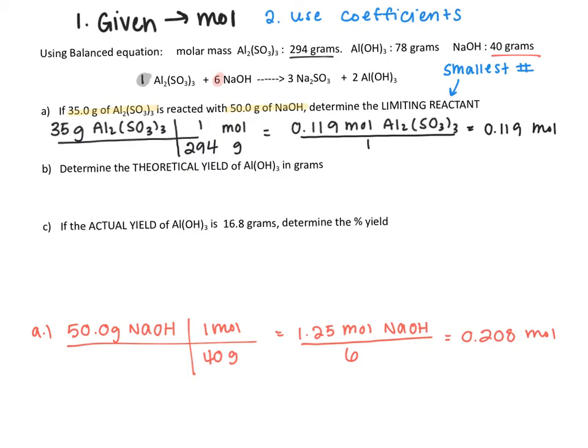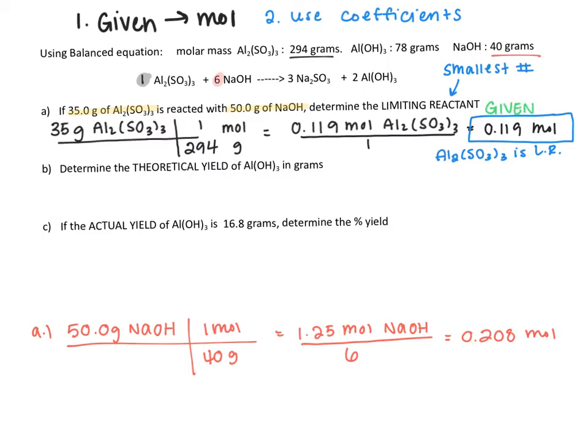Right? So I'm going to compare my numbers. I have 0.119 moles for my Al2(SO3)3, and I have 0.208 moles of NaOH. Right away, I can see my NaOH is bigger, so that means that my Al2(SO3)3 is my limiting reagent. Now that I have my limiting reagent, this is going to act as my new given.